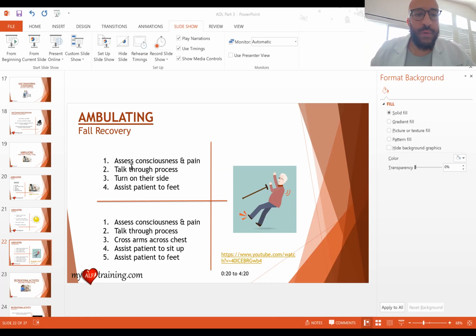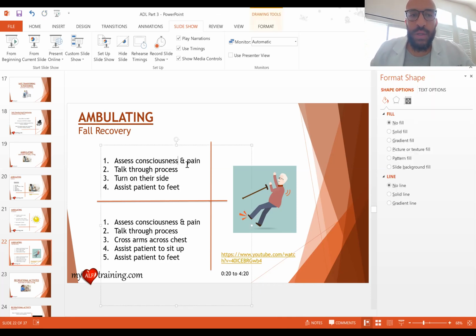So that is what the first set of 1 through 4 here is: assess the consciousness and pain first. That's the first thing he did in the video. And then next, we always want to make sure we talk the patient through the process of what's going on, what we're about to do, and to open up that dialogue so they can tell us, this doesn't feel right. And then you turn the patient on their side, and then you help assist the patient to their feet.